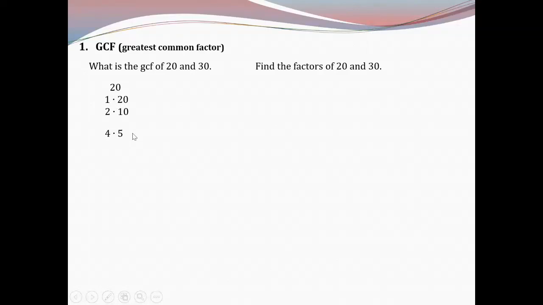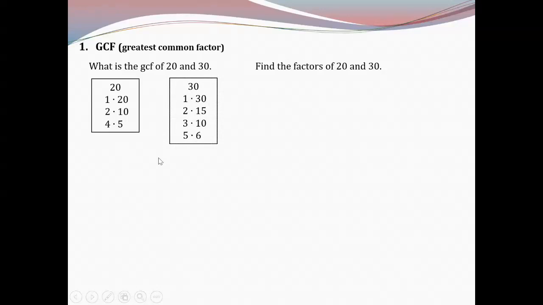So 2 times 10 and 4 times 5. These are the factors of 20: 1, 2, 4, 5, 10, and 20. Now, how about 30? 1 times 30, 2 times 15, 3 times 10, and 5 times 6. These are the factors of 30. What's the highest number they have in common? They have 1, 2, 10 in common. So the highest, or biggest, factor is 10. So the answer is 10.